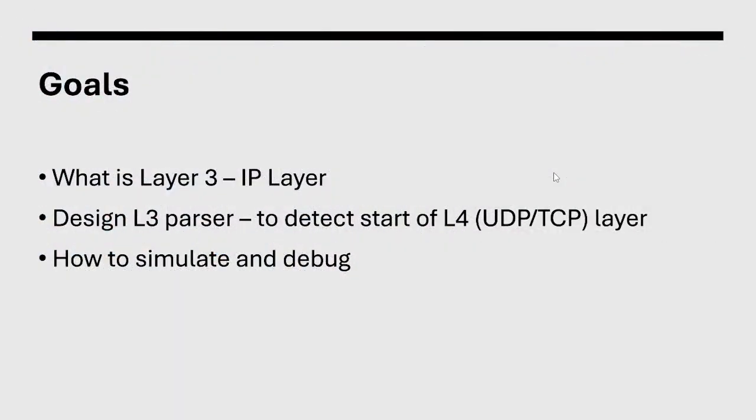All right, so as usual, the goals are, first, we try to understand what layer 3 is, what does it entail, what are the protocol headers, etc., that we need to parse through. In the previous video, we already saw what layer 2 was, the MAC layer, the Ethernet layer. This time, we're talking about the IP layer and all the intricacies of the IP layer. Then we will try to design an L3 parser to detect layer 4, which in most cases is UDP, TCP, GRE. There could be other protocols, but we'll just try to detect today the start of layer 4. That's the sole purpose of the layer 3 parser.